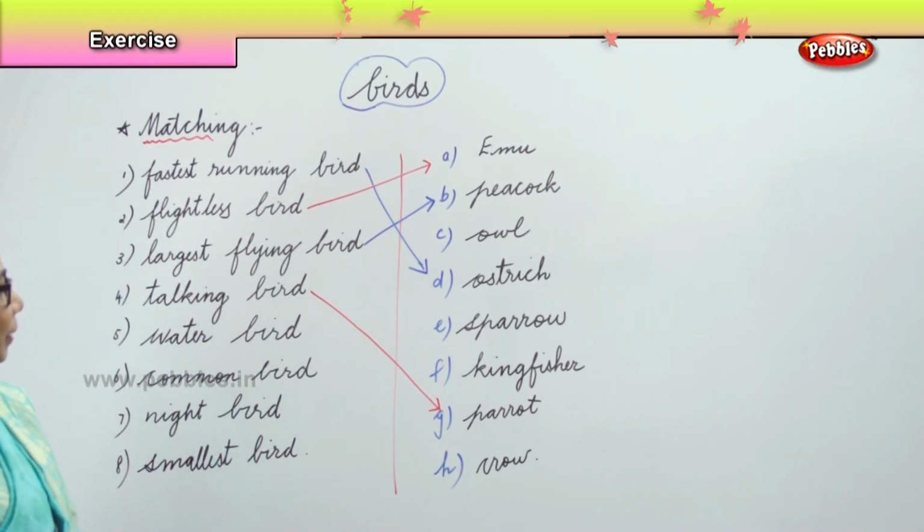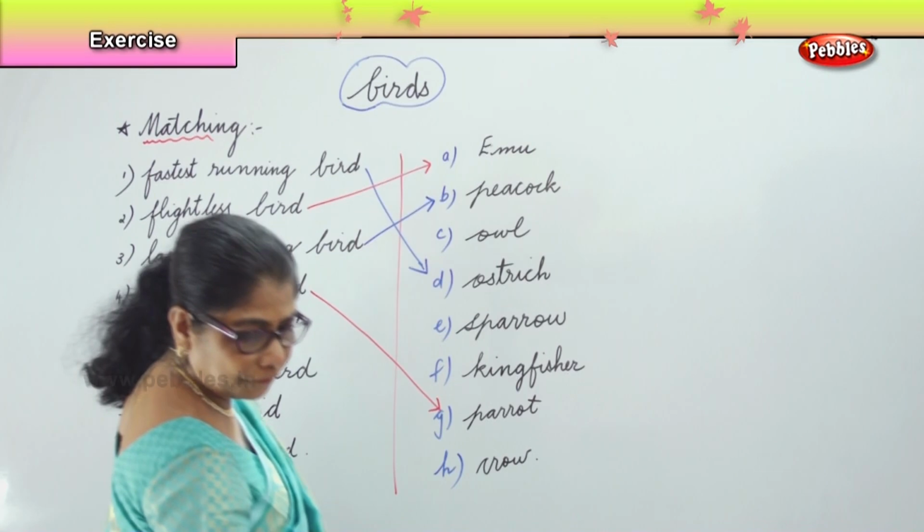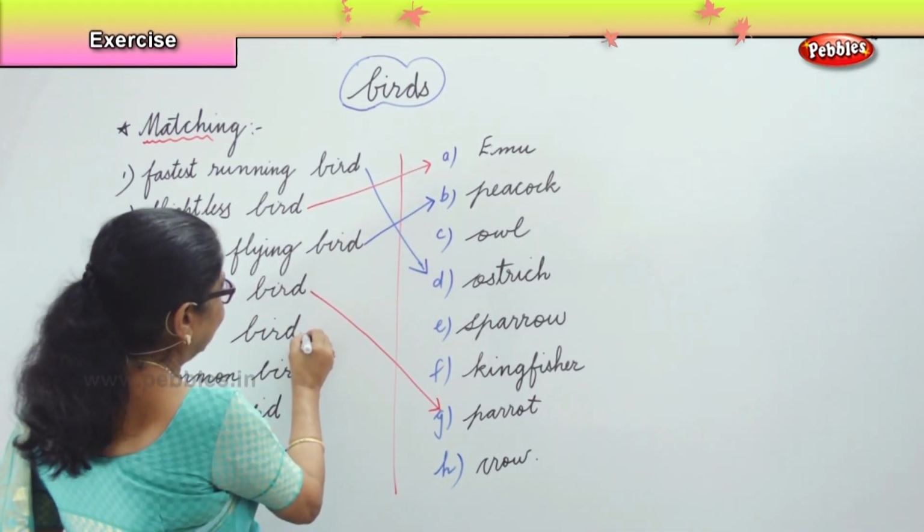Water bird, a bird that lives by the water. A water bird is a kingfisher. What a bird! Kingfisher.